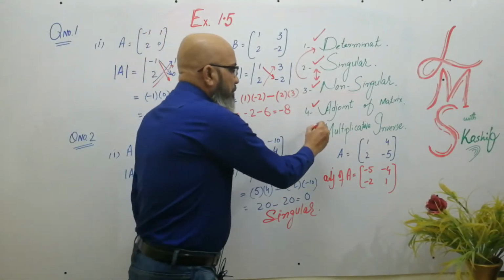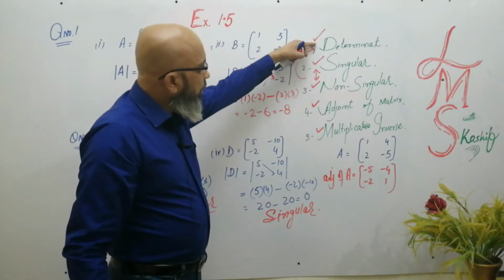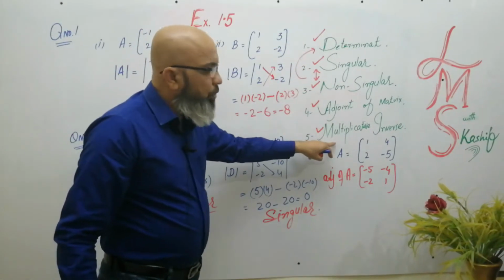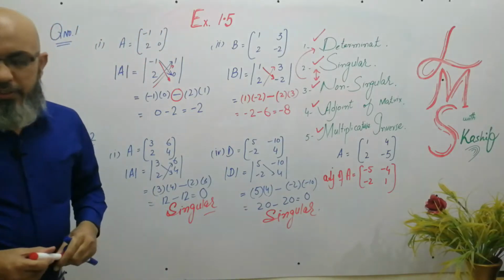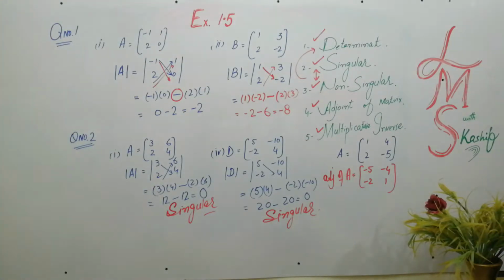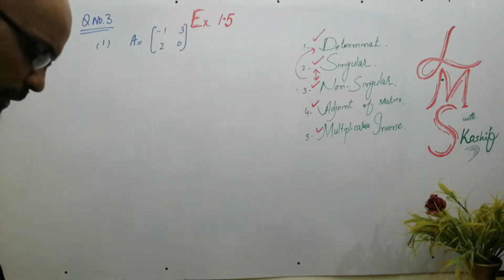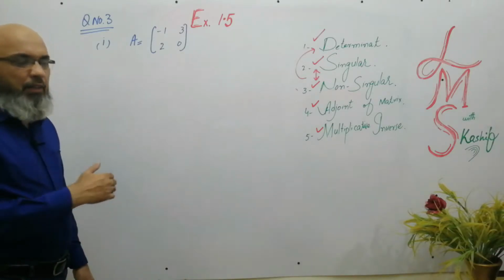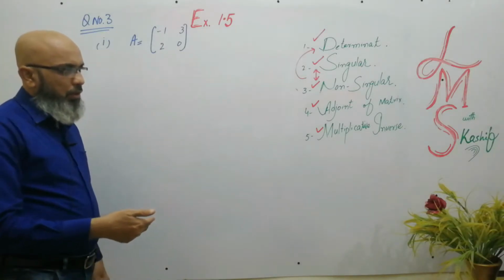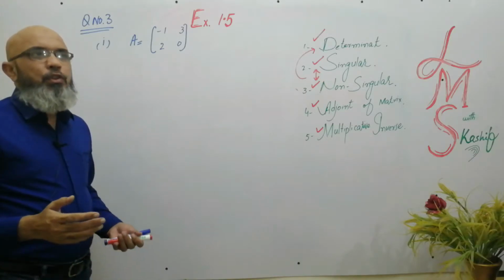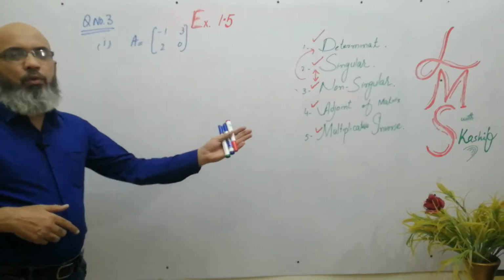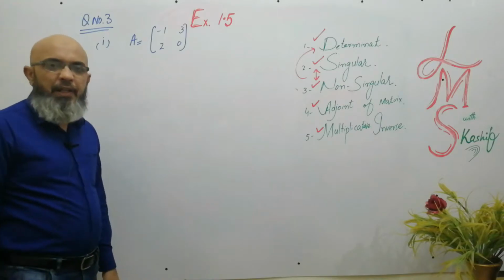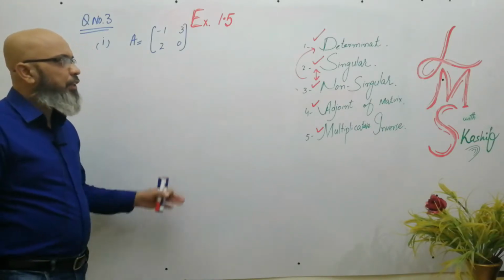Now the last thing is the multiplicative inverse. All these three things are used to find the multiplicative inverse. How will we use these three things in the multiplicative inverse? Let's see the next question. So I write question number 3 part 1, and we have to find its multiplicative inverse. This is used in the next exercise also, and mostly the long questions come related to this multiplicative inverse or from the next exercise. So it's very important, but it's very easy.